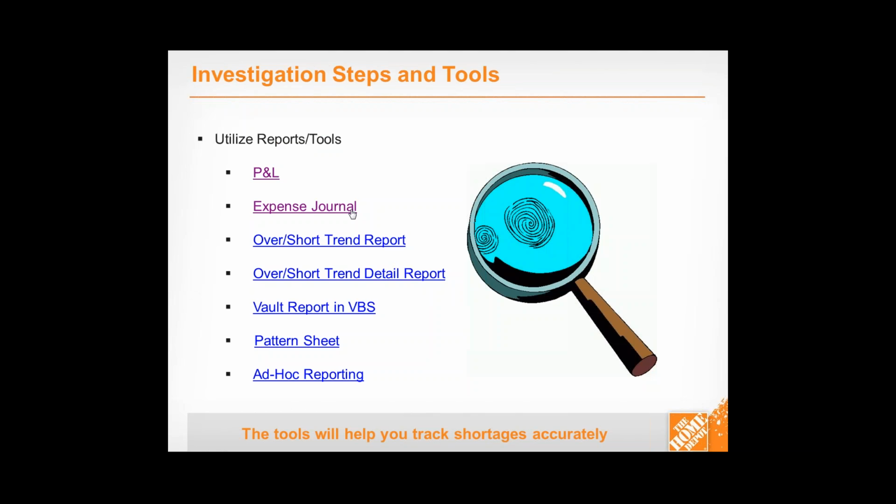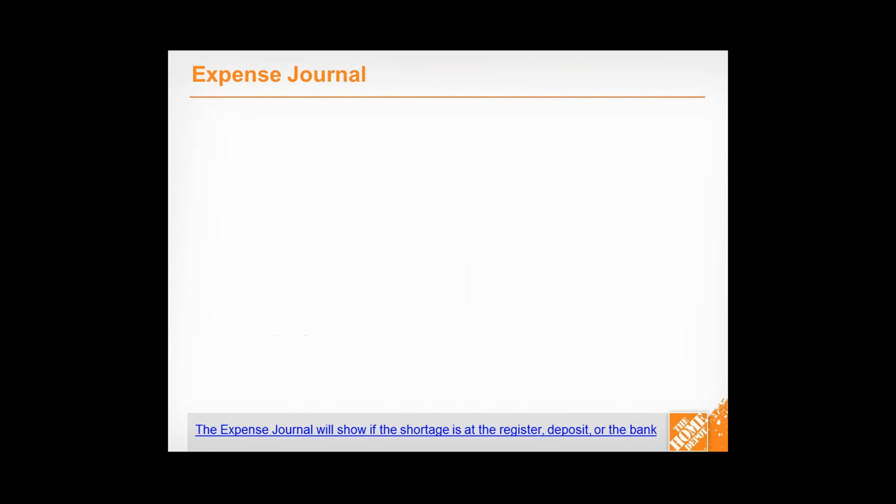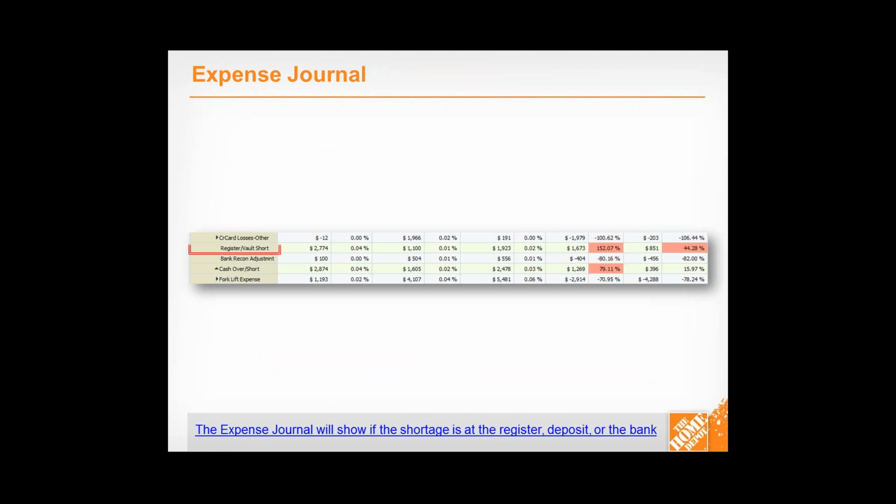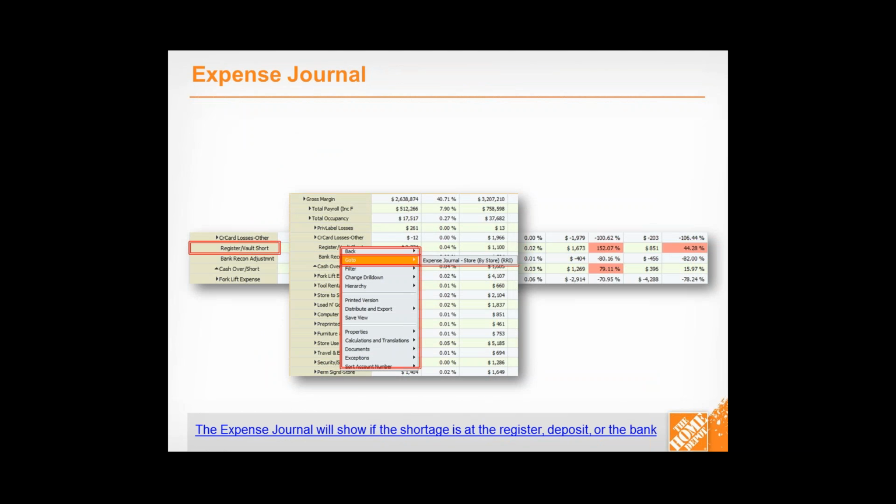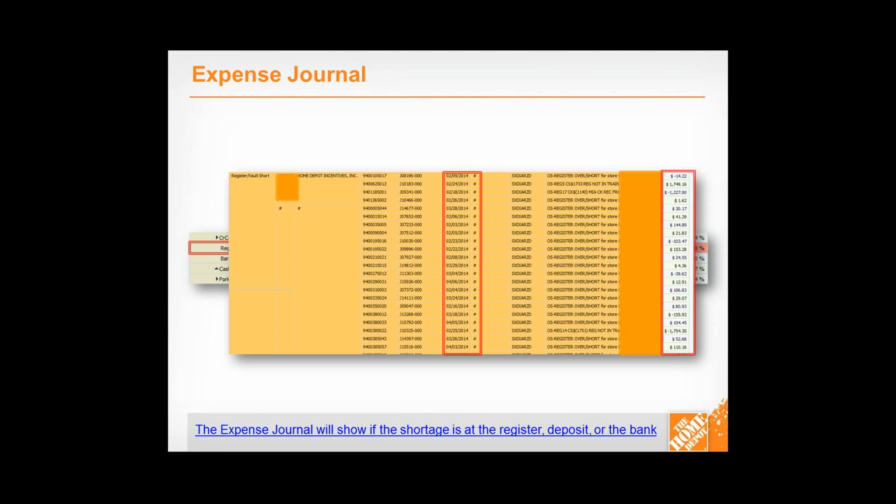From there, you want to dial into the expense journal. So what you're going to do is right mouse click on the Register Vault Over and Short, and you're going to select Go To, and you're going to select Expense Journal. The expense journal is going to come up and it's going to show you your dates and your actual shortages on those dates or overages. Expense journal is good because it also shows you your missing checks and bank deposits.